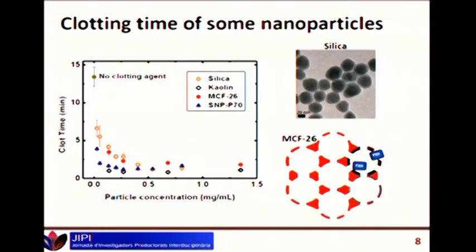Here are some quick results. We see the clotting time as a function of concentration for different particles. When there is no clotting agent, the clotting time is about 12 minutes. When we put in the silica particles, these orange ones, we see that the clotting time decreases. Functionalized with polyphosphate, the blue ones, it's even better.